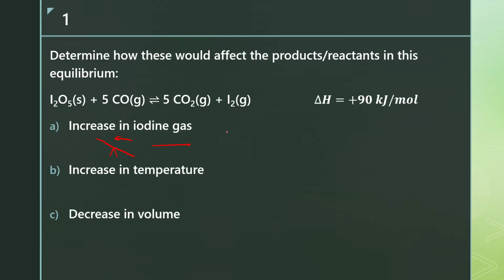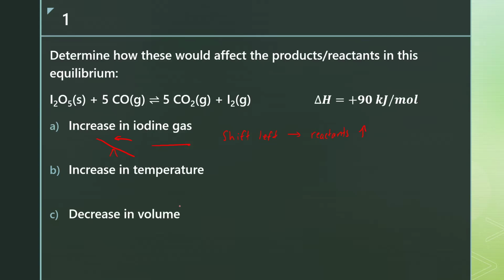So since we're shifting left, you could even write that, shift left, what's going to happen in terms of our products and reactants is our reactants are going to have to go up, right? So if we are increasing our iodine gas, in order to compensate, the shift is going to be to the left. We're going to be making more of our reactants. The reactants are going up.